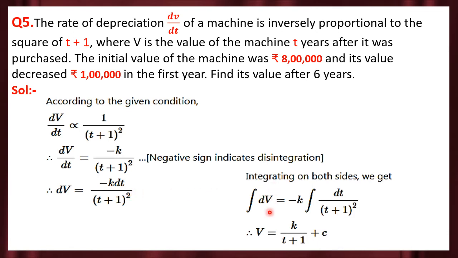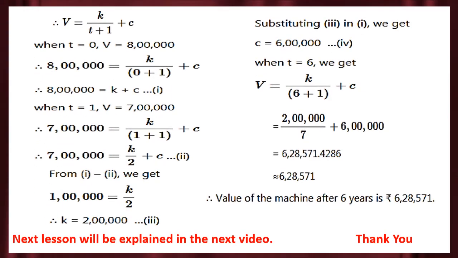On integrating we will get v is equal to minus k into integral dt by t plus 1 whole square, which is minus 1 by t plus 1, and minus 1 by t plus 1 into minus k is k upon t plus 1 plus c. Now we apply the conditions given. When t is equal to 0, value is 8 lakh, and we substitute this in the equation. So 8 lakh is equal to k upon 0 plus 1 plus c. So 8 lakh is equal to k plus c.